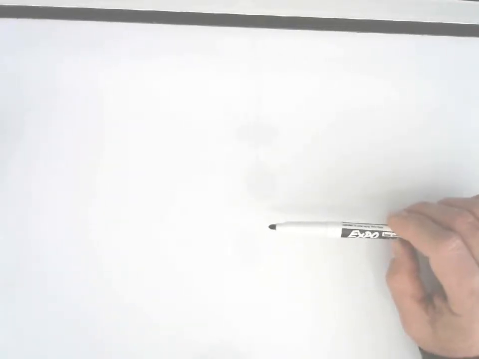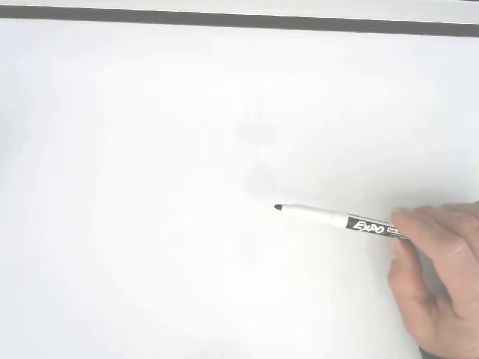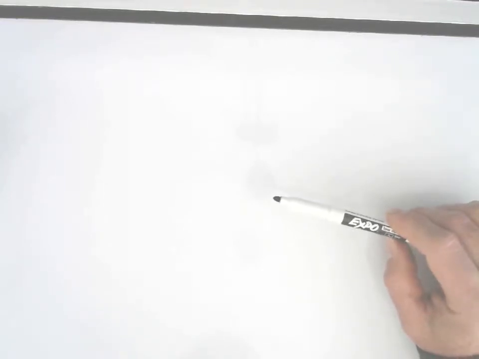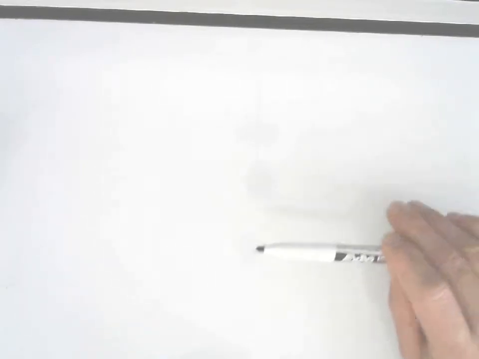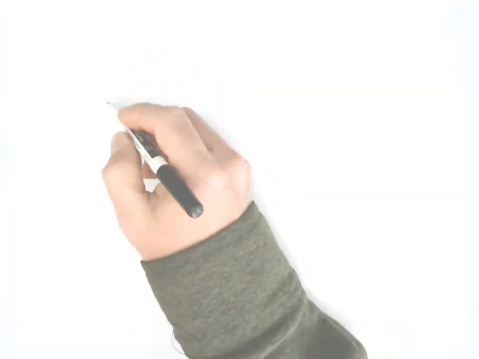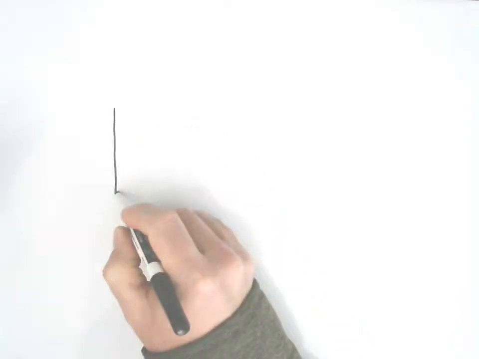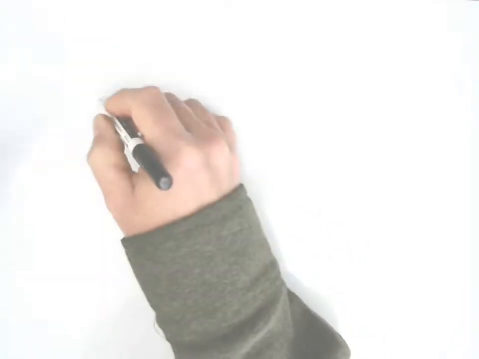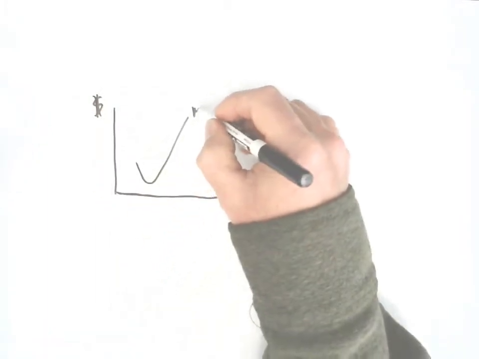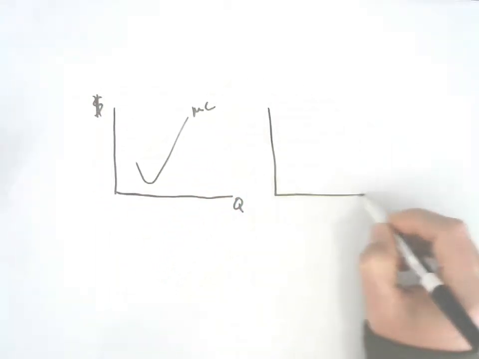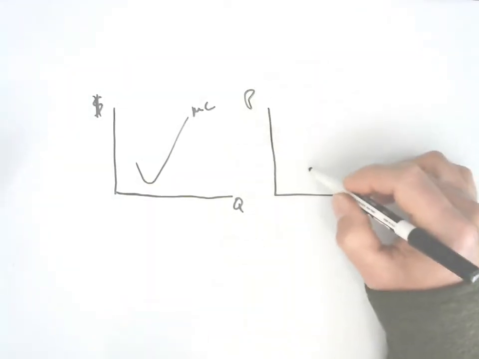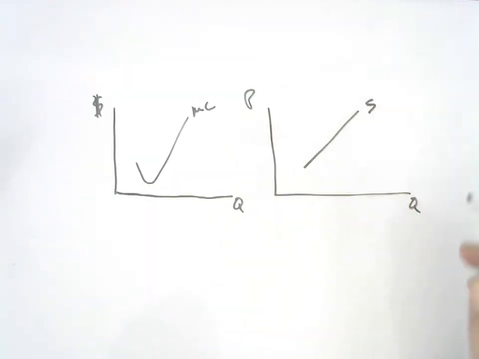And in this video, we're going to go back and readdress a couple things that we kind of glossed over. The first thing we're going to readdress was something I said many videos ago, and that was why a firm's supply, marginal cost curve is U-shaped, yet industry supply is linear.